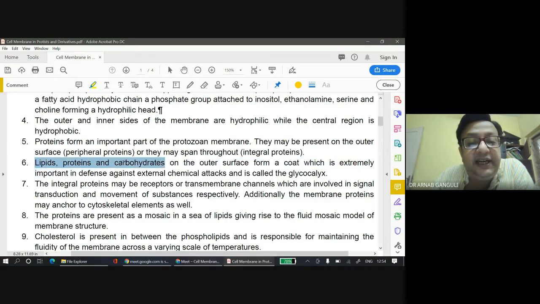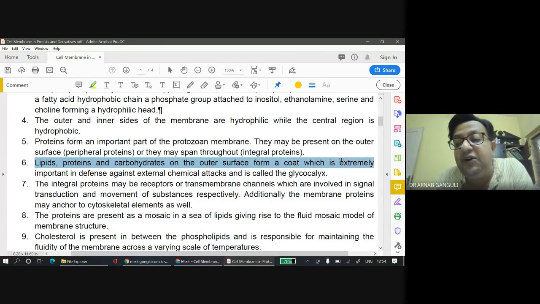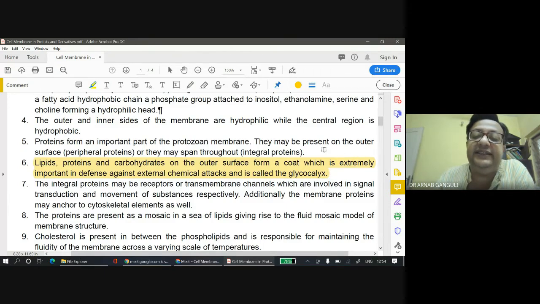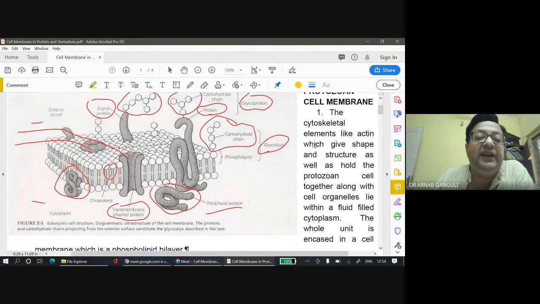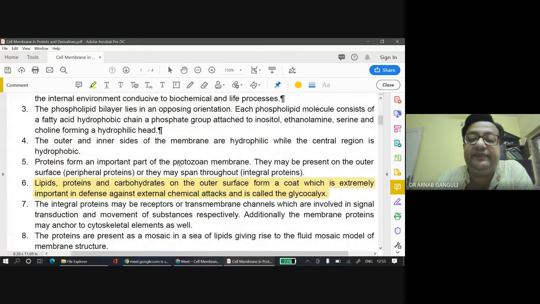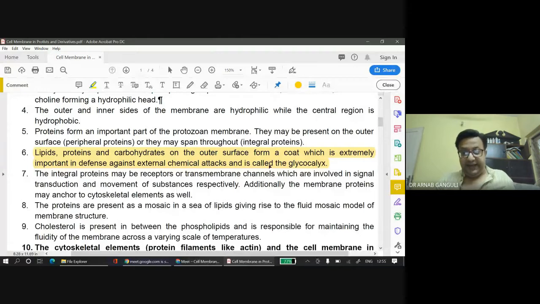Lipids, proteins, and carbohydrates on the outside surface form a coat which is extremely important in defense against external chemical attacks, and it is known as glycocalyx. So this outer covering region, which you see over here, this outer region with all these things, they have got a particular signature, and it is known as glycocalyx.